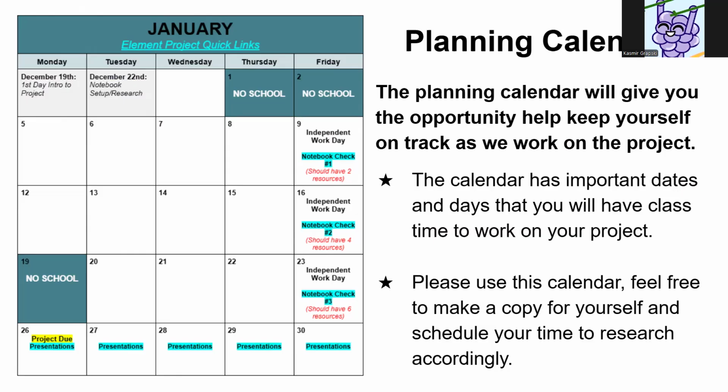So as you can see, these are the only 3 days in class you have to work on this project. So there is a bit of expectation that you are working on it at home, right? So make sure you're looking at this calendar. It will have important dates to follow. The project will be due the 26th, and that last week of January we will be conducting our presentations. Okay.